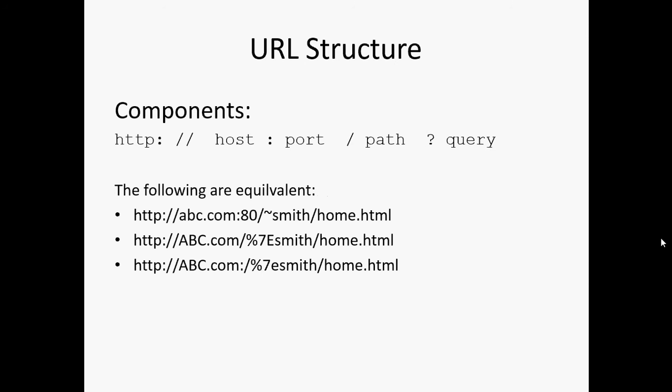If there's no colon, then the port is default, which is 80 for HTTP and 443 for HTTPS. The slash is optional because the URL could end here. Then the path, a question mark, and finally the query parameters.